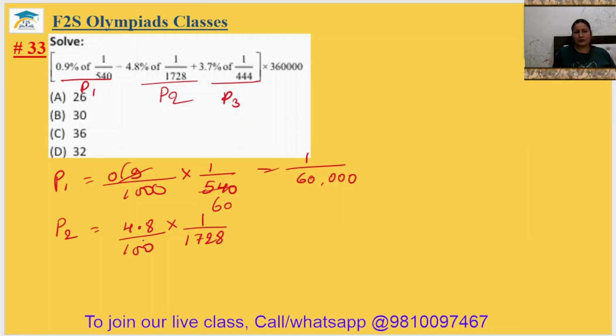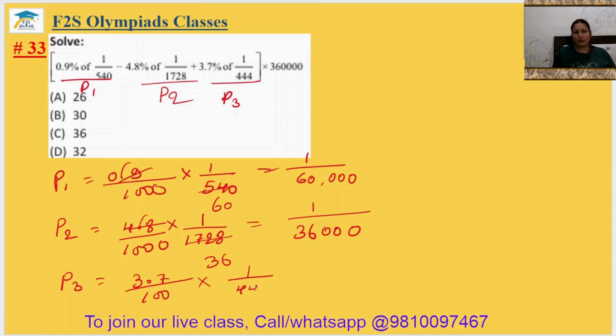Here the percent, 100, 48 multiplied by 1 upon 1728. It will be 1 upon 36000. P3 equals 3.7 by 100 into 1 by 444. This 0 finishes, so 12 are, so this is equal to 1 upon 12,000.